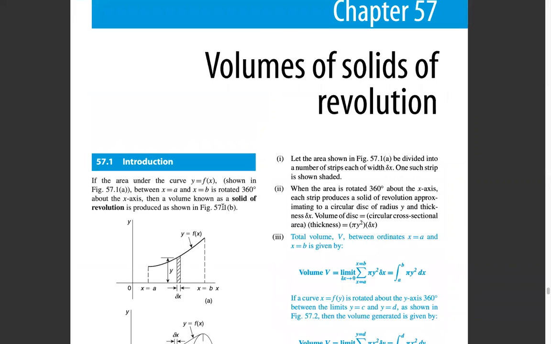Same thing with volume. A volume of revolution is rotation around one of the axes. Once you rotate around the axis, you just multiply by pi x squared, as the case may be, depending on what the curve looks like and which axis you're rotating about. Okay.